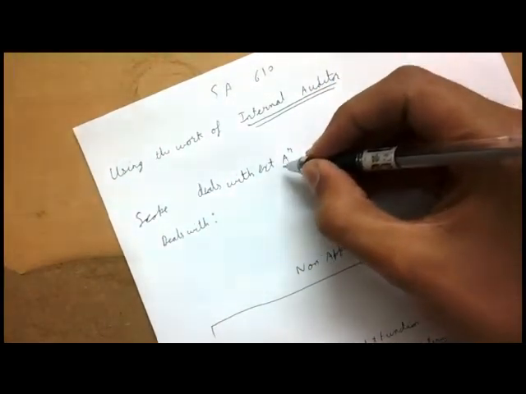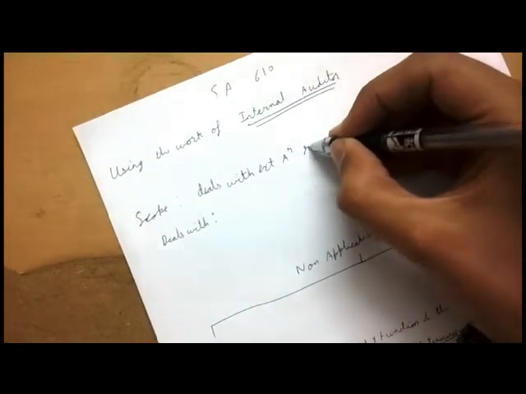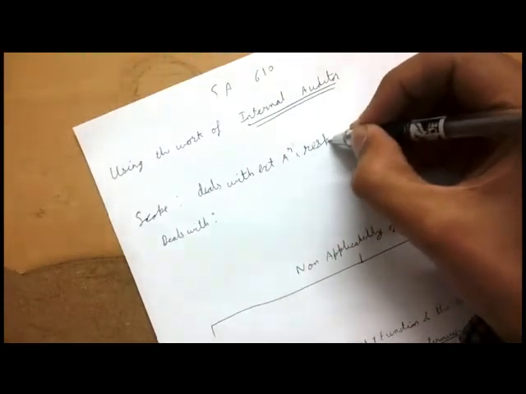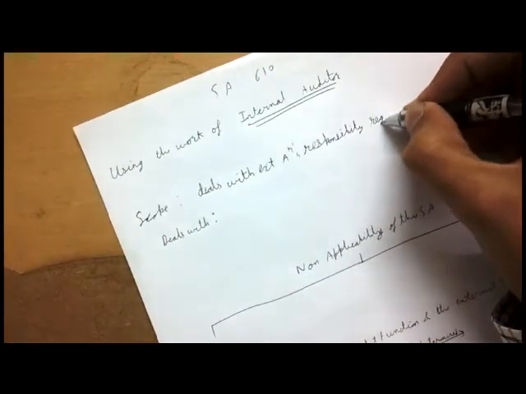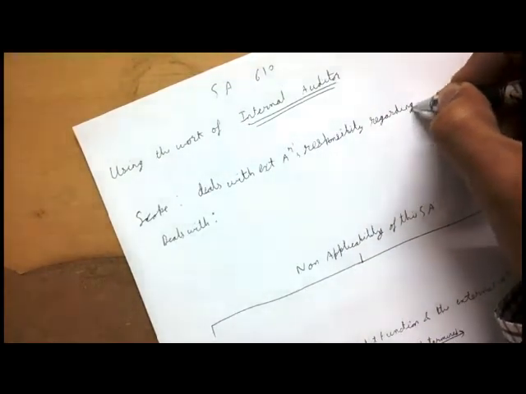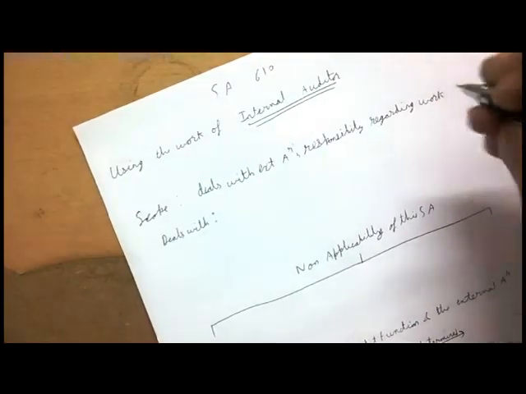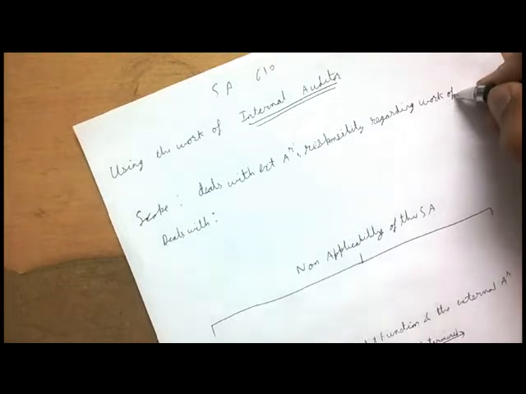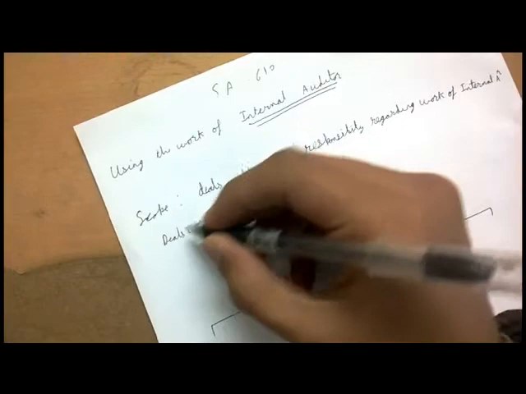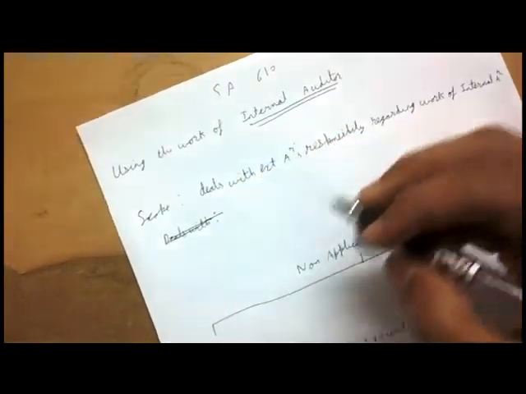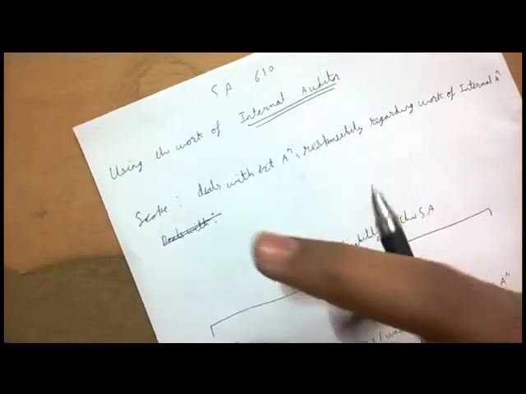I'll be using this as an abbreviation of external auditor. Deals with external auditor's responsibility regarding the work of internal auditor. So straight away I've written down here. So this standard deals with external auditor's responsibility regarding the work of internal auditor.